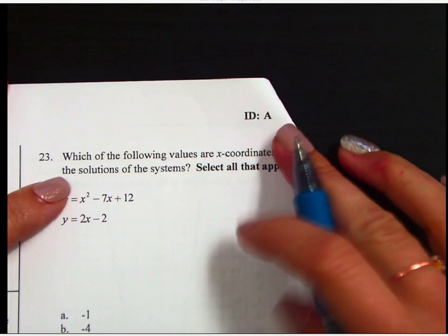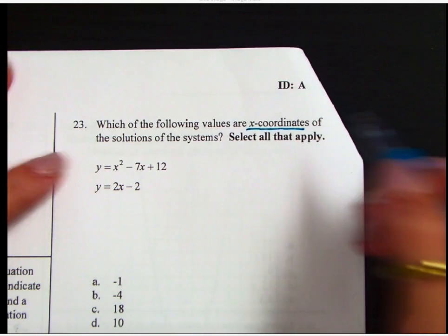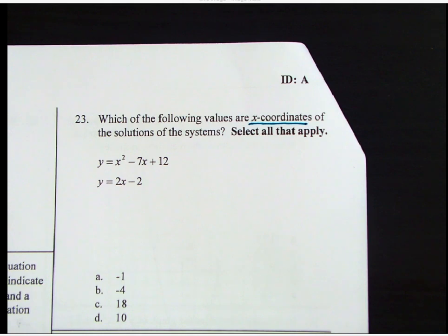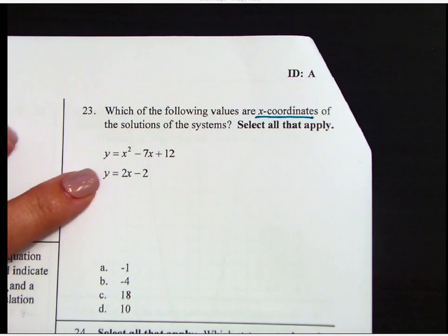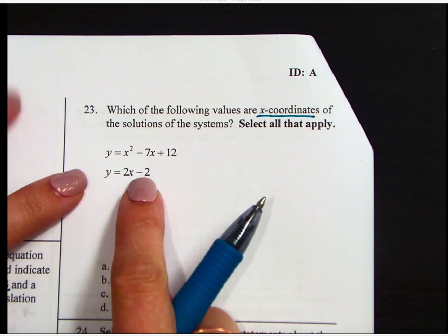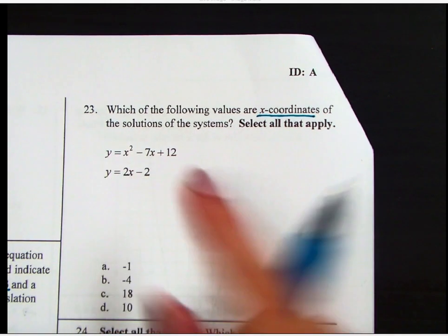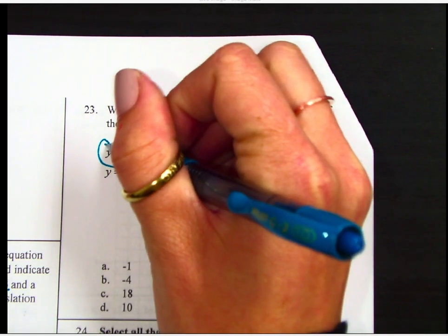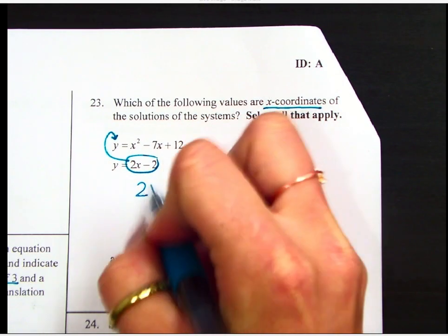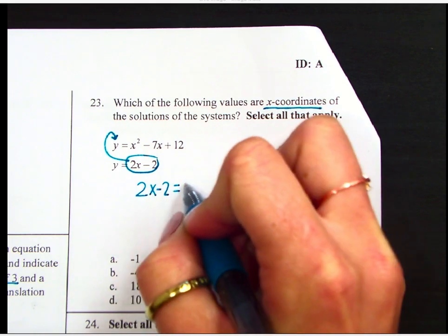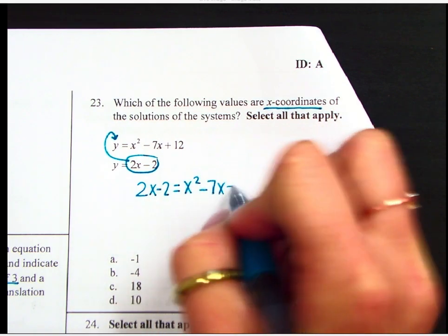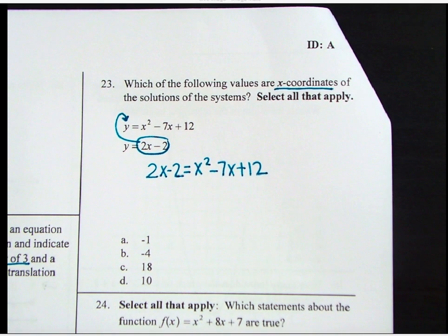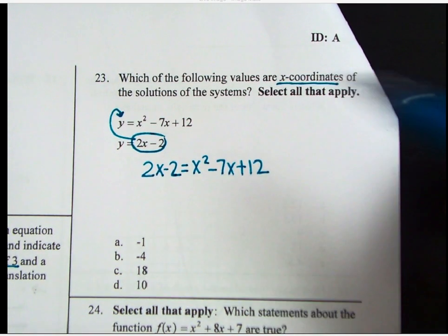Number 23, we're looking for the value of just the x coordinates in the solution for the systems. So we're going to use the substitution method. Since this y is equal to 2x minus 2 and this y is equal to this, we're going to set them equal because, again, you're just plugging in for y in the other equation. So 2x minus 2 is equal to x squared minus 7x plus 12. Again, they're both equal to y, so they're going to be equal to each other.